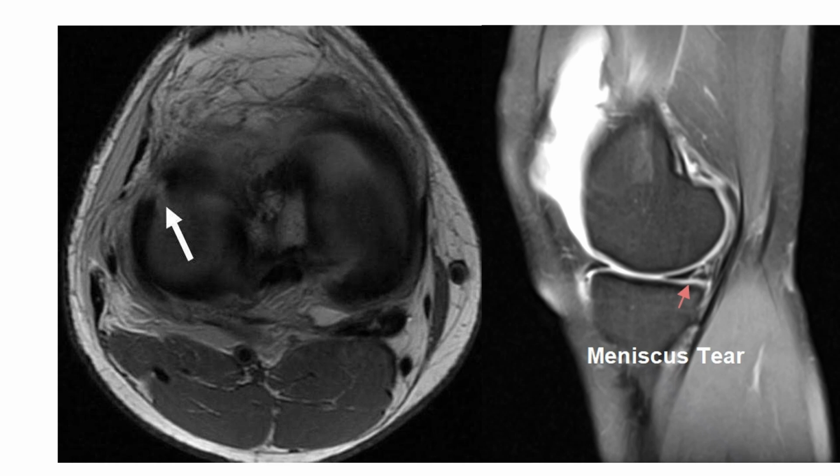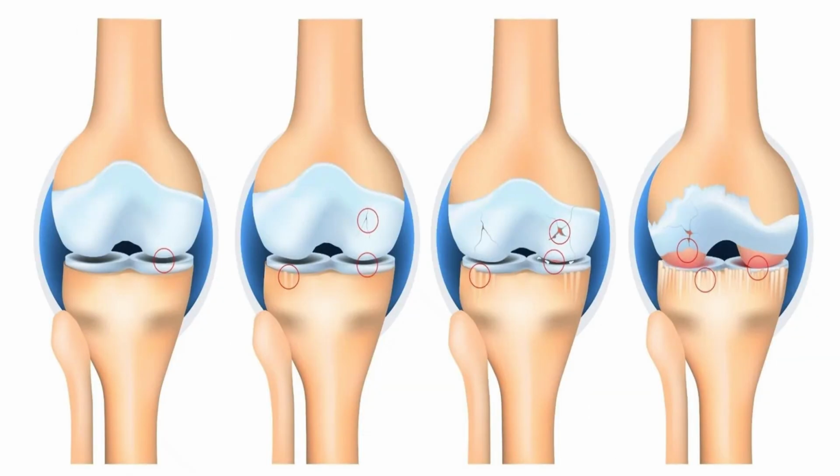Did you know that a tiny tear in the meniscus can completely change knee biomechanics and eventually lead to osteoarthritis? But before you can diagnose a meniscal tear on MRI, you must first master normal meniscal anatomy. In today's video, we will learn everything you need to know about the meniscus.